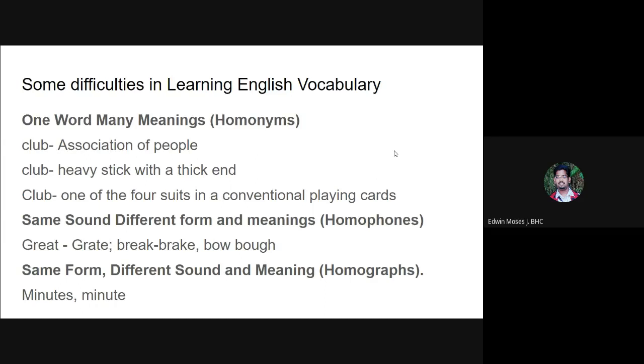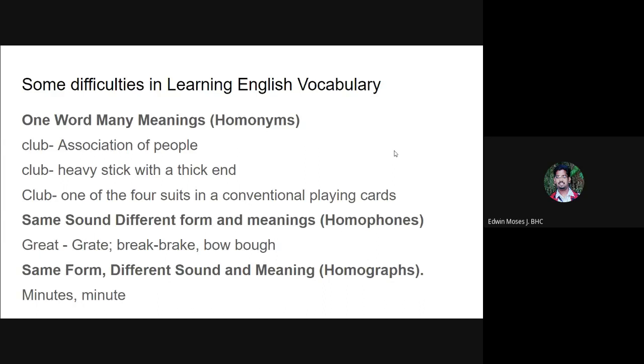Okay, you should know these things. Same sound with different form and meanings. Great, great. Break, break. Bow, bow. Hope you know the difference. Bow and bow is branch. Okay? Bow, it means going down or the other sense.